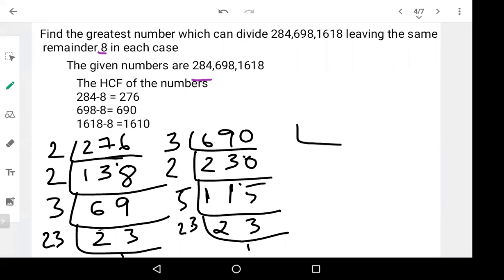Next, 1618. We'll start with 2. 2 eights are 16. Now next I have 1, but I'm supposed to take 2 numbers. Next 2 numbers I'll take.